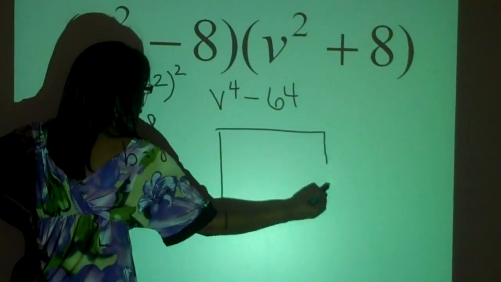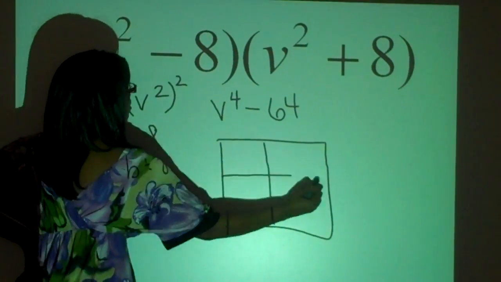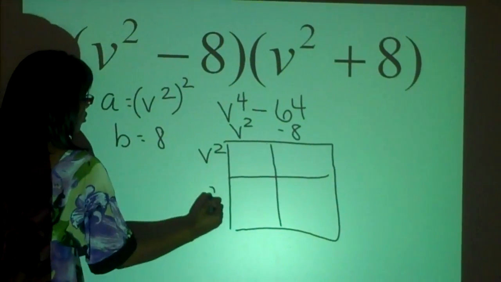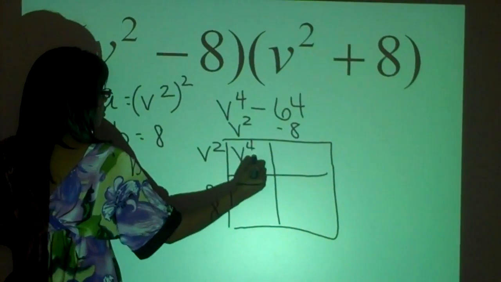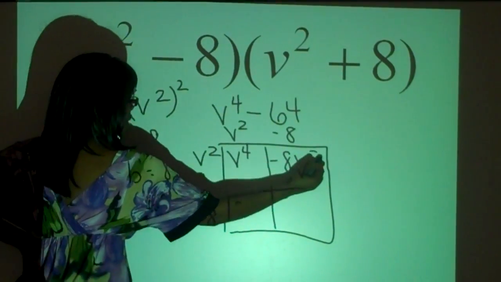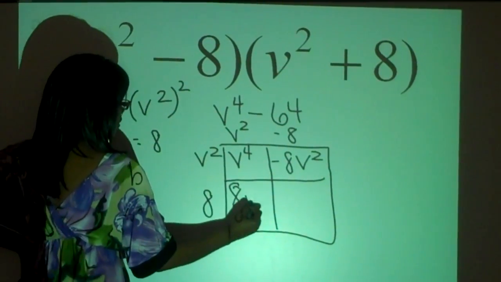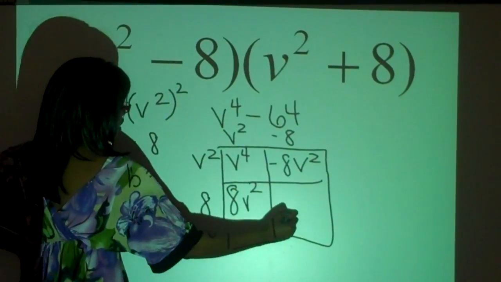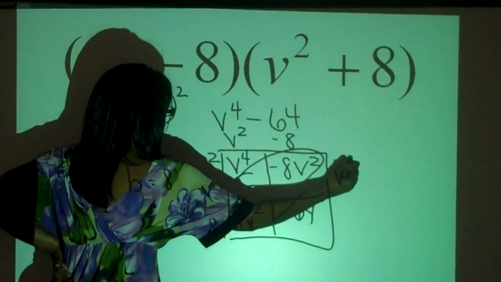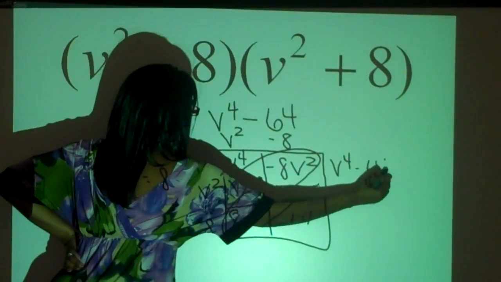I want to check my work. I can do the box method. b squared minus 8, b squared, and a positive 8. That's b to the 4th. Negative 8b squared, positive 8b squared, and then negative 64. These two cancel out, so I'm left with b to the 4th minus 64.